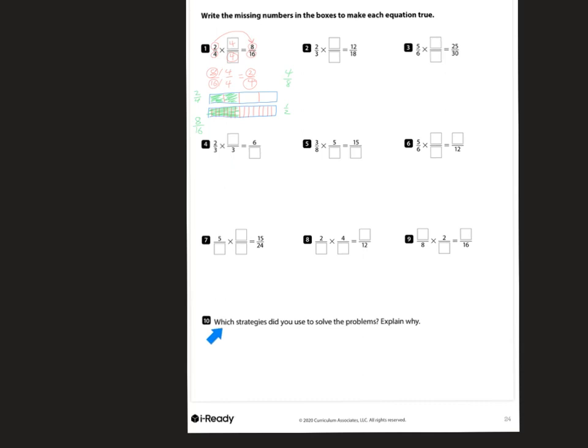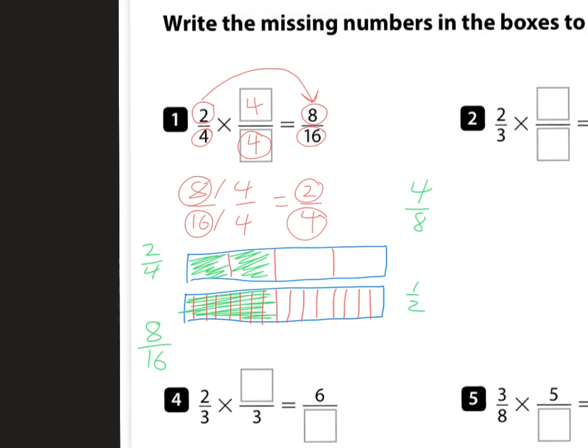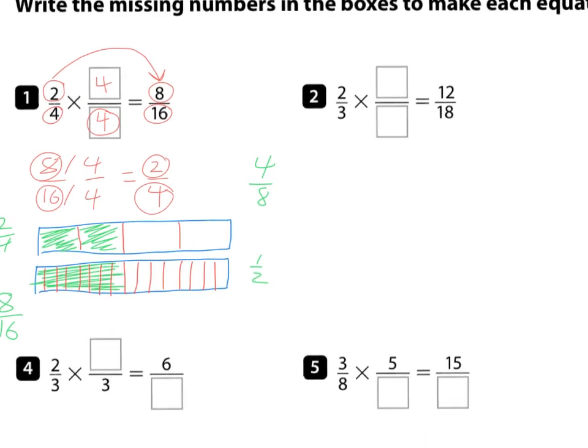So I'm going to go ahead and read question 10. It says, which strategies did you use to solve the problems? Explain why. So basically on every single one of these problems, I'm going to be using either multiplication, division, or the bar model. And you can see why I'm doing that as I explain each one of these. Alright, number 2.